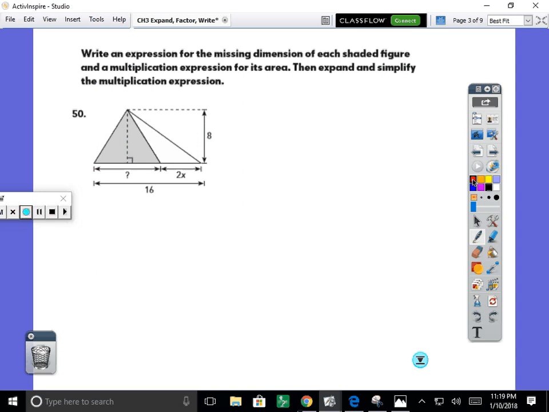So the first thing I heard they said was we need to write an expression for the missing dimension. Oh, write an expression for the missing dimension. Part A, you are here. Next it says, and multiplication expression for its area. Part B, you are here. Then don't forget to expand and simplify that expression. Oh, part C, you are here.